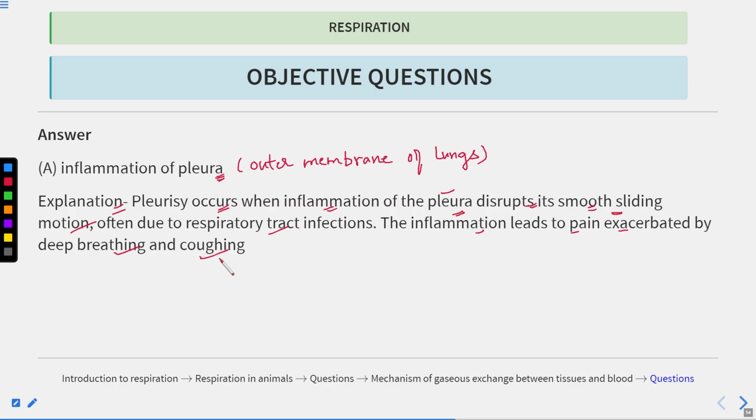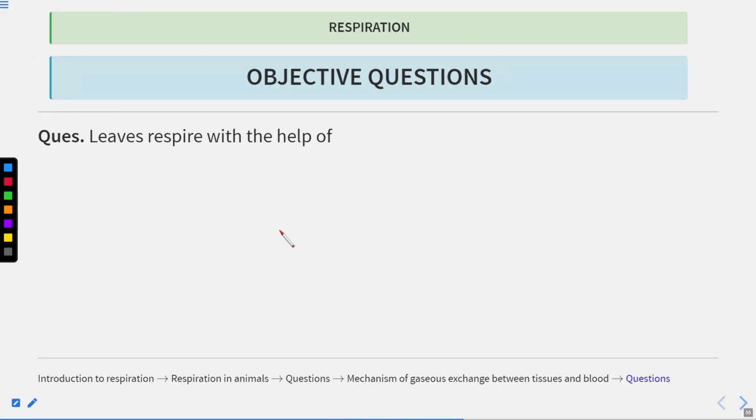There is a swelling of these membranes. Because of this, there is pain, and you start breathing very deeply, and there is coughing also. All right, this is clear. Now let's move on to the next question.